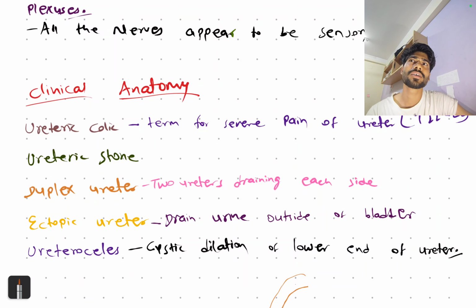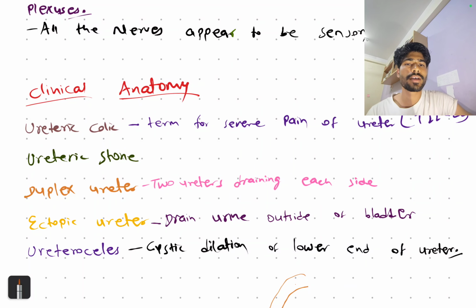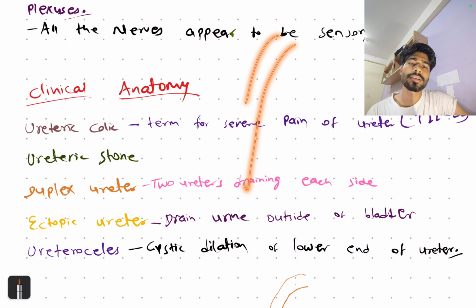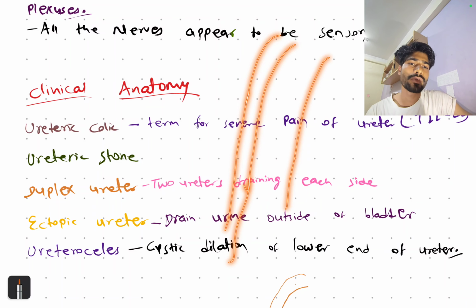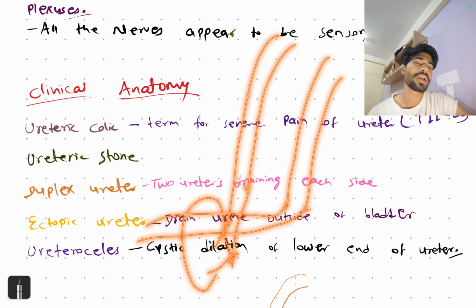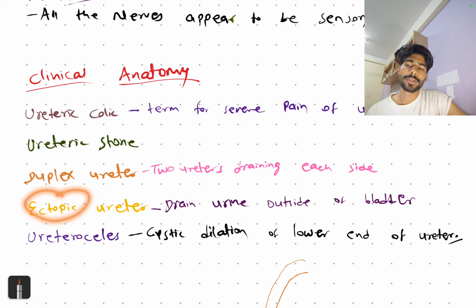While dealing with the development of the urinary system, we also talked about how there can be two ureters, which may later form a single ureter after passing from the kidney, or they might go to two different locations. One might go into the bladder and the other might open at some abnormal site. So there is a duplex ureter, and it is also written as two ureters draining each side. Then there is the ectopic ureter.